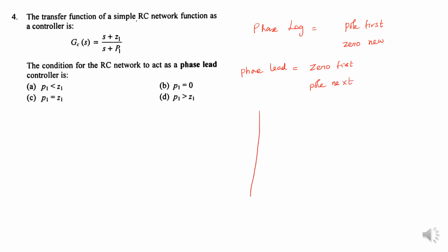So first of all, I have to draw the diagram, sigma plus j omega. Here zero first, z1, and pole next, p1. So which one is more? p1 is more than z1, greater than z1. That is the correct answer.